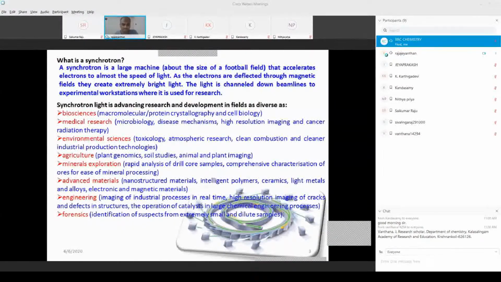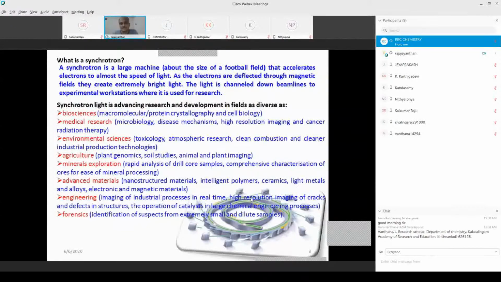What does it mean? No particle can reach the speed of light, right? When we try to make the particle travel at the speed of light, it will lose its energy. It will lose its kinetic energy in the form of bright light. That light is called synchrotron radiation.